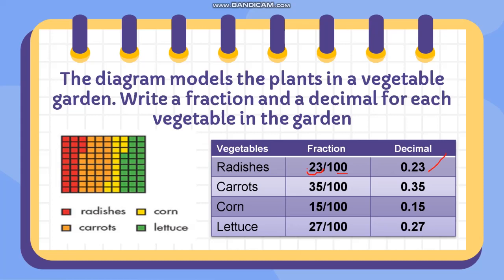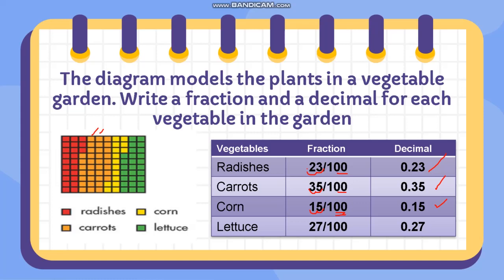Carrots is the orange one. So I have 10, 20, 22, 24, 26, 28, 30, 32, 34, 35. So I have 35 hundredths. 2 zeros to change it into a decimal, so the answer is 0.35. Corn: I have 10, 3, and 2, that is equivalent to 15. So 15 hundredths. To change it into a decimal, I have 2 zeros, 1 and 2, so that is equivalent to 0.15 or 15 hundredths.